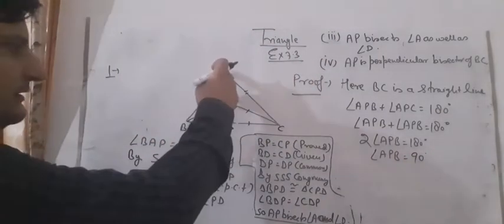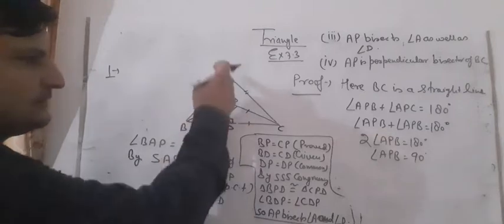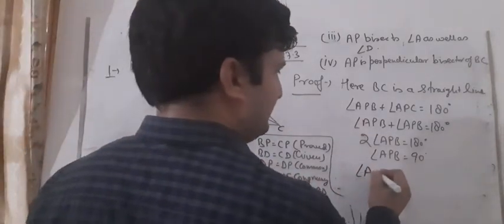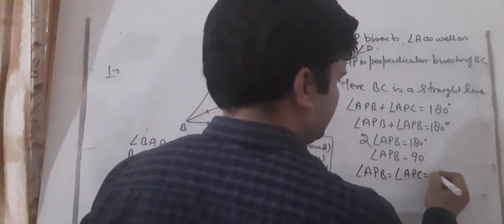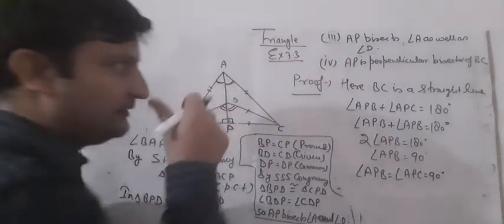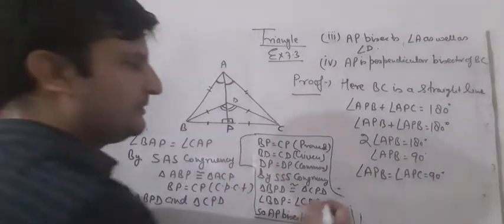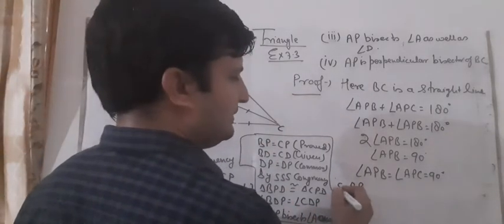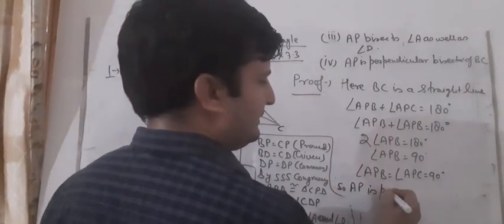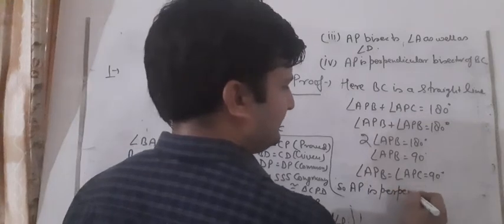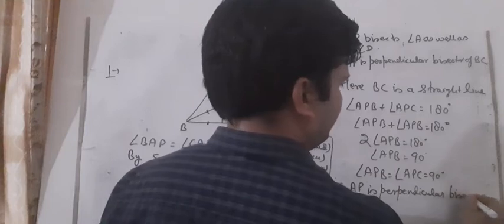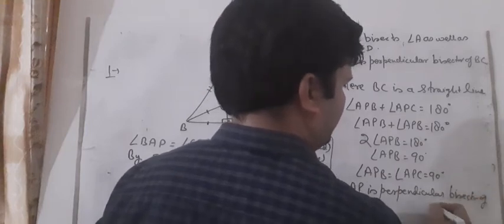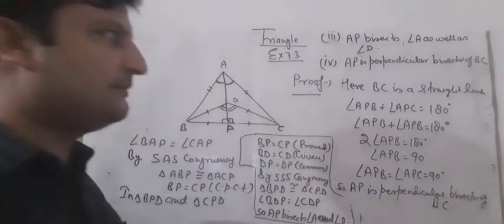So students, if here angle APB is 90 degrees, we can say that angle APB is equal to angle APC is equal to 90 degrees. It means we can say that AP is perpendicular bisector of BC. So AP is perpendicular bisector of BC. This we have to prove.